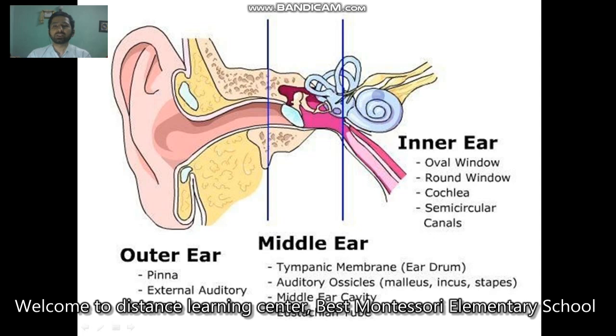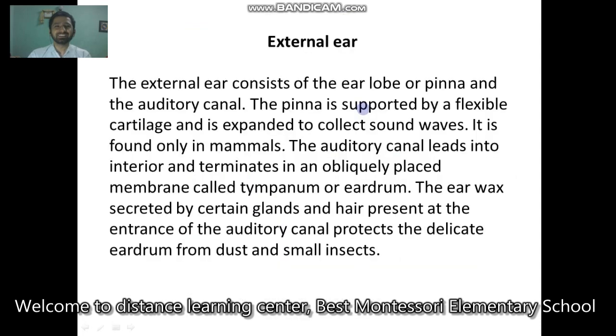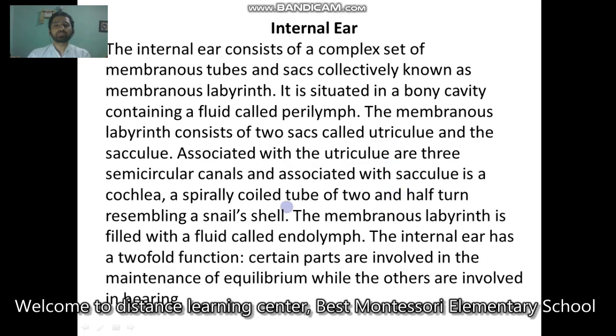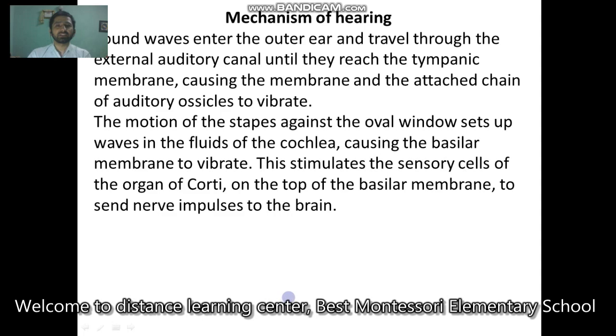This one is the cochlea. It is 2.5 times spirally coiled, so that it resembles a snail, and there is a presence of the fluid called endolymph. It has two functions: maintenance of equilibrium and sensation of hearing. Now, the mechanism of hearing.